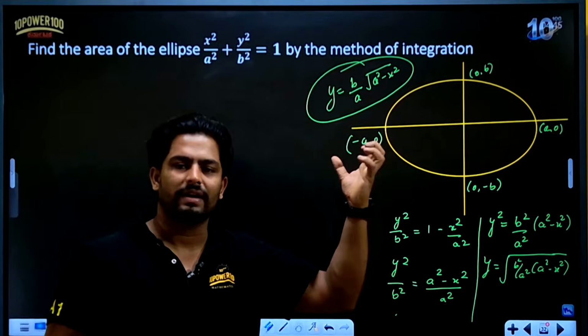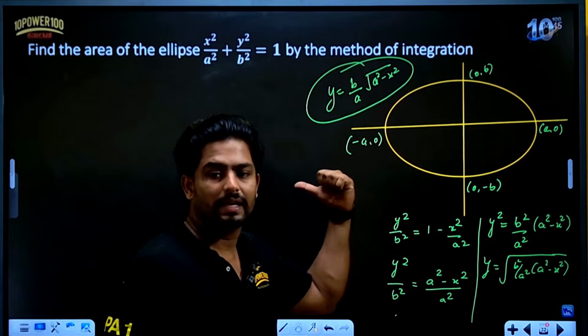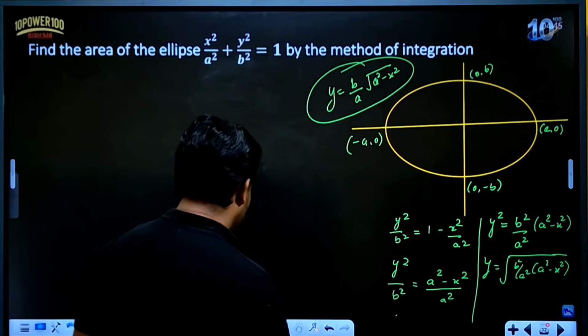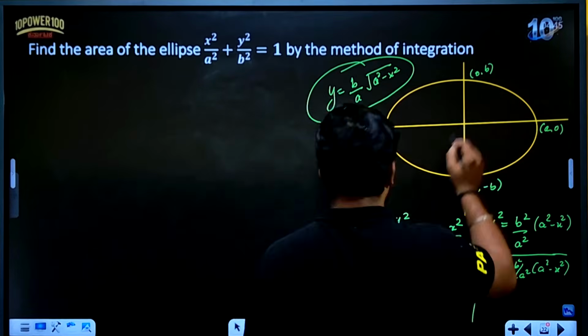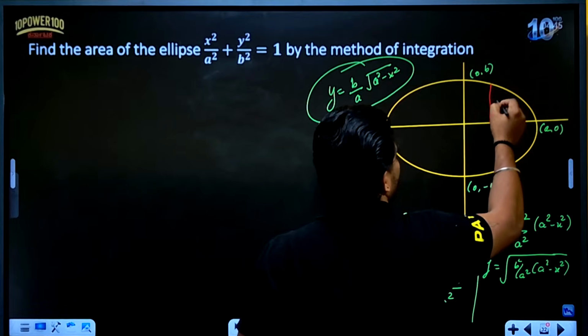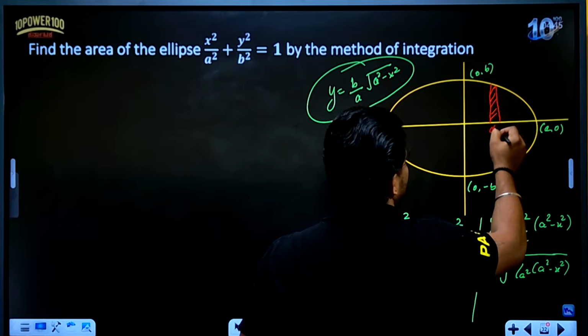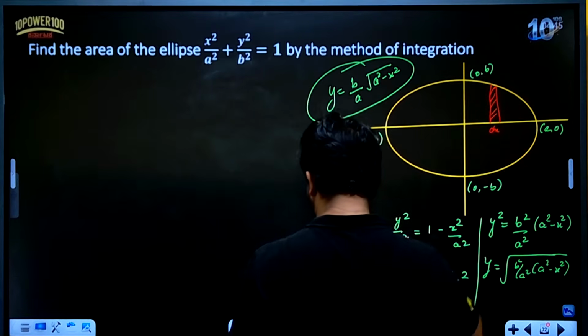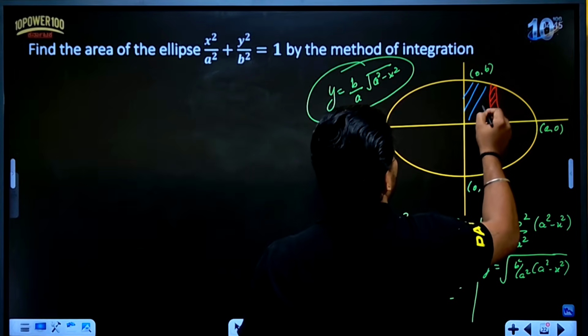Actually it is application of integrals, but here we don't use integration. If you understand this, further steps become easy. This is actually the slightly difficult part. In this we are going to find the area of this particular region. I'll take some other color. So this is the region that we are going to find out. That's why we take a strip, kids. This is actually dx, and this is the area that we are going to find out.